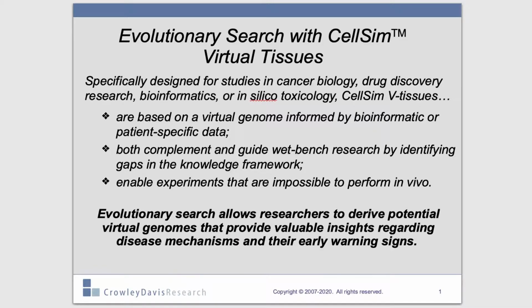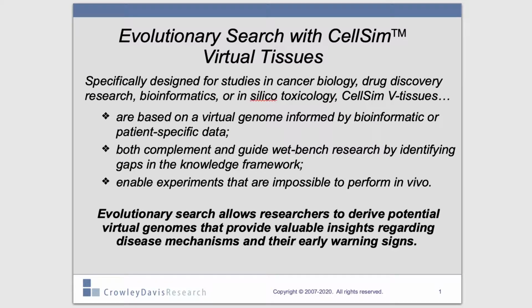This video demonstrates step-by-step procedures for deriving a virtual genome using virtual tissue technology, CellSim, developed by Crowley-Davis Research. Specifically designed for studies in cancer biology, drug discovery research, bioinformatics, or in silico toxicology. CellSim V tissues are based on a virtual genome informed by bioinformatic or patient-specific data.